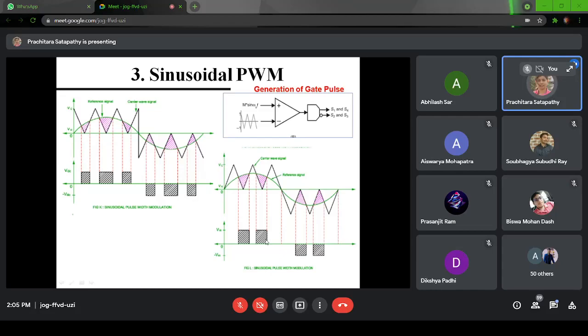Someone was asking about same width and different width. For this case it looks like the same width. But here, if I increase the frequency, maybe I can get unequal widths of pulses.